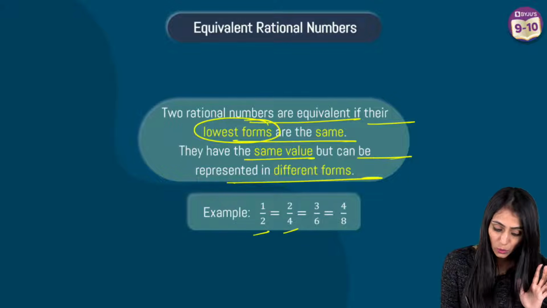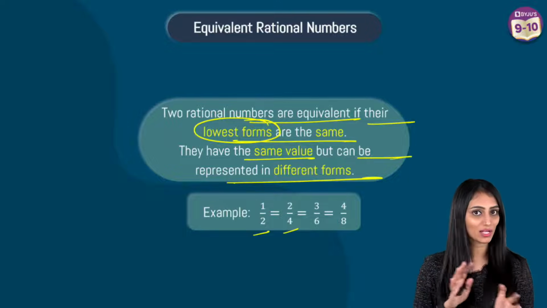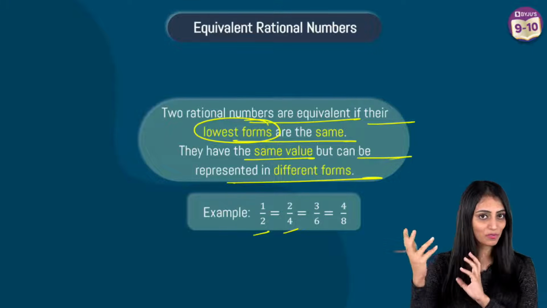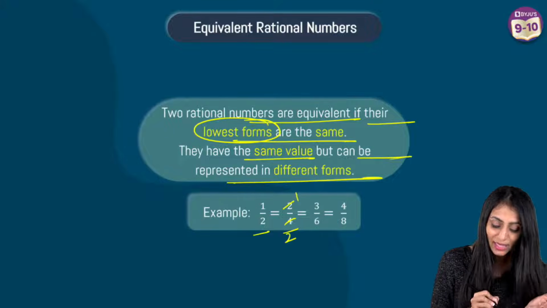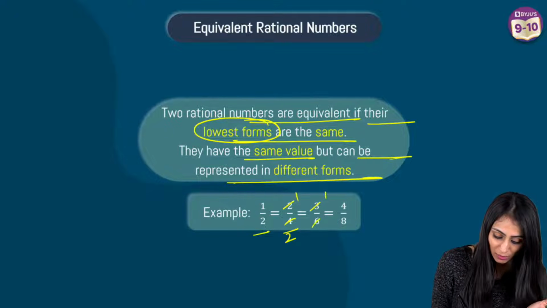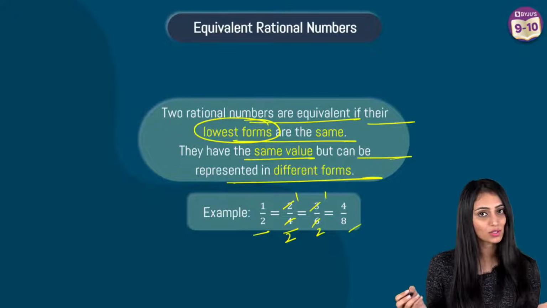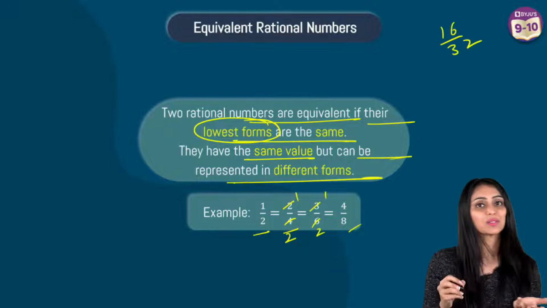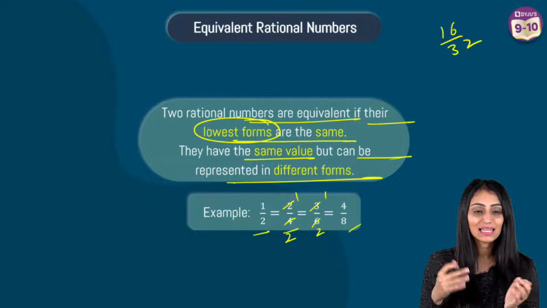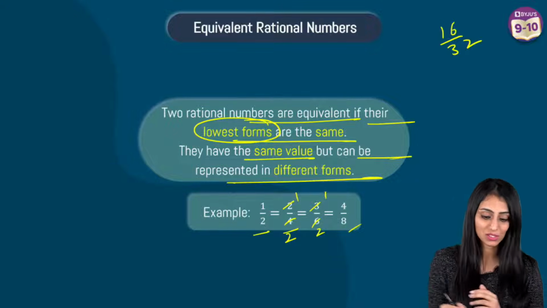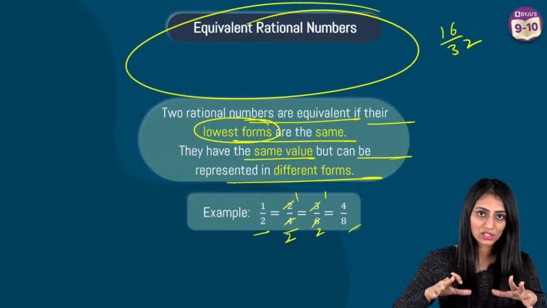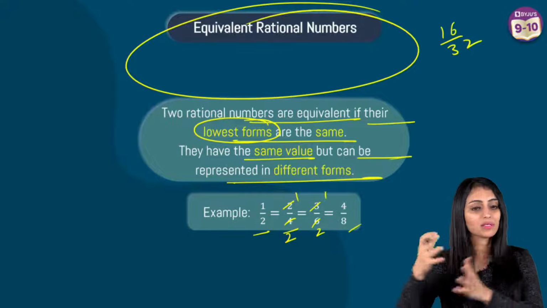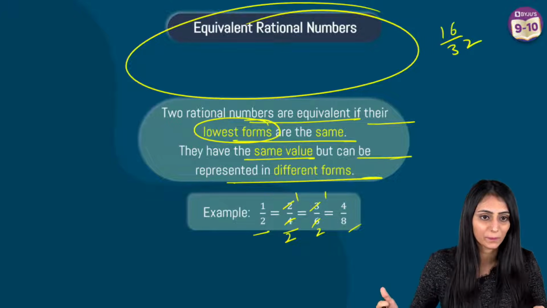1 by 2, 2 by 4. They are equivalent rational numbers, right? They are written in different forms, but they both mean the same, because if I cancel this out, again I get 1 by 2. 3 by 6 is also the same thing, 4 by 8 is also the same thing, 16 by 32 is also the same thing. These are equivalent rational numbers. Equivalent means representing the same value, but written in a different way.